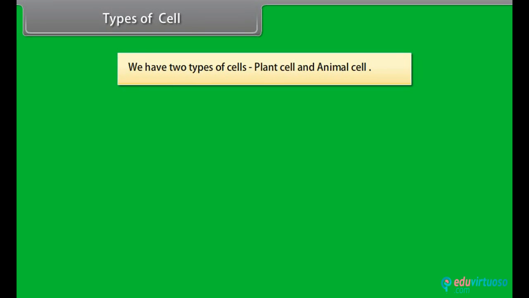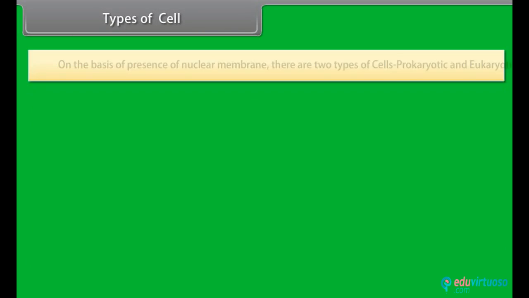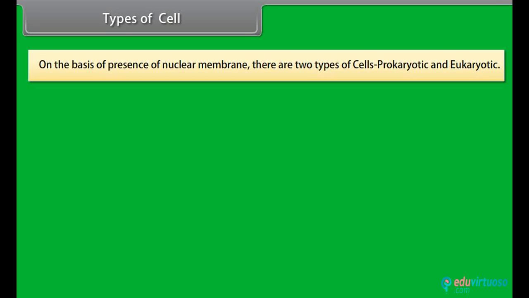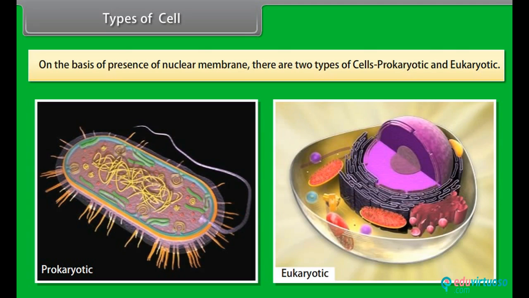Types of cell. We have two types of cells, plant cell and animal cell. On the basis of presence of nuclear membrane, there are two types of cells, prokaryotic and eukaryotic. Characteristics of plant cells.